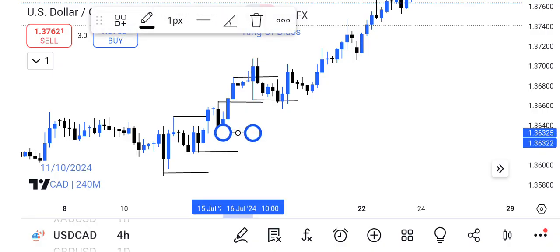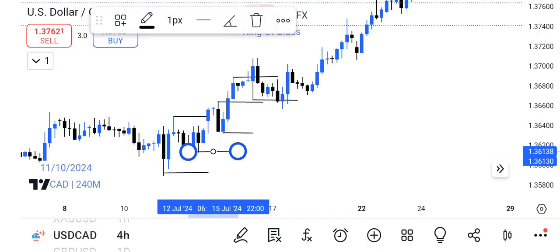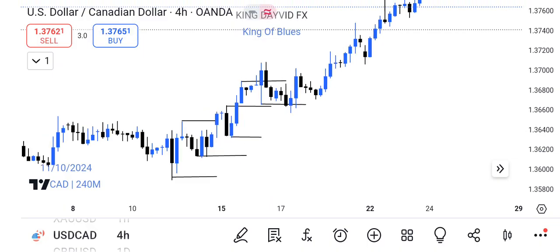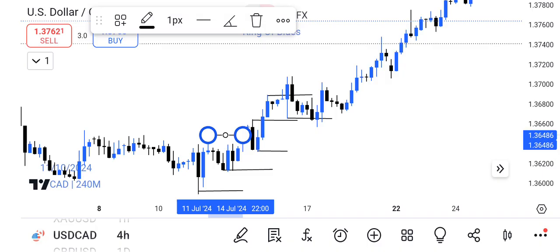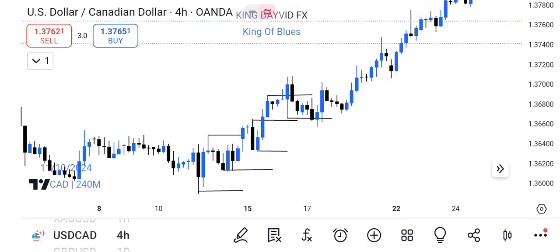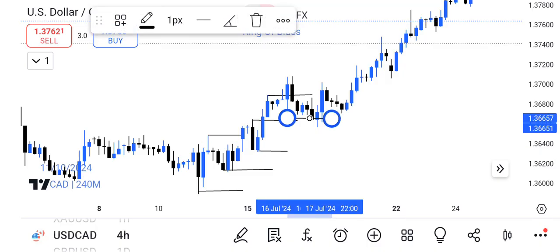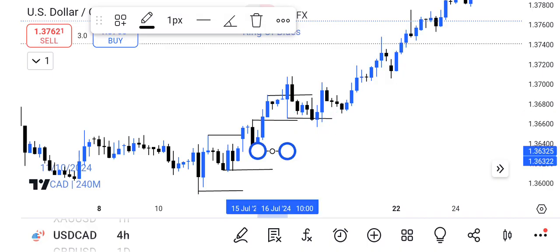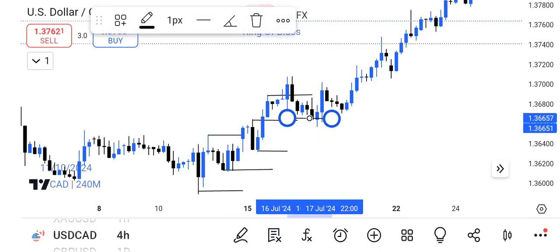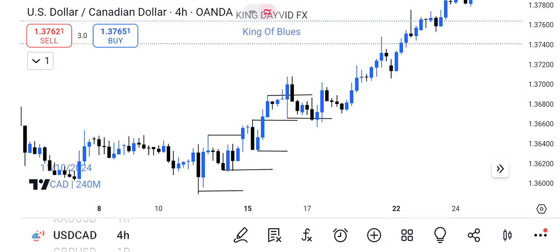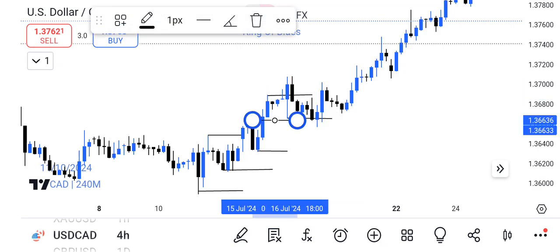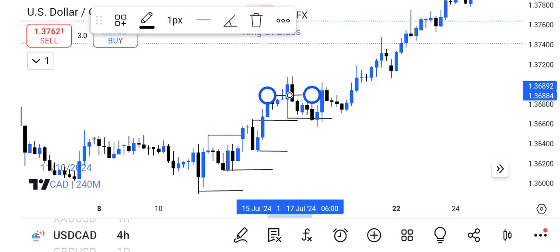If you look at this low again, this is a low, but it's higher than this second low. So this is a higher low. If you look at this high again, this is a high, but it's higher than the previous high right here. So we call this a higher high. If you look at this low again, it's higher than this previous low, so we call this a higher low. If you look at this high again, it's higher than this previous high, so we call this a higher high.